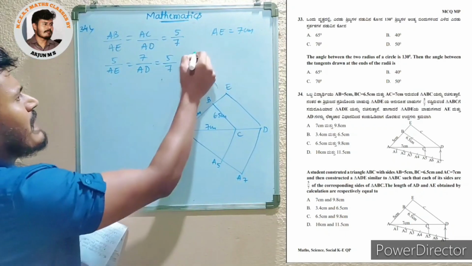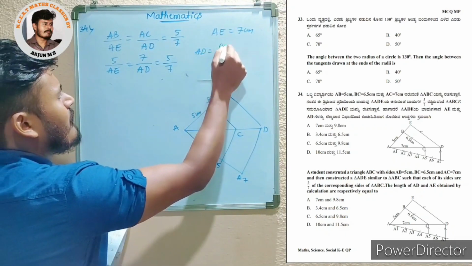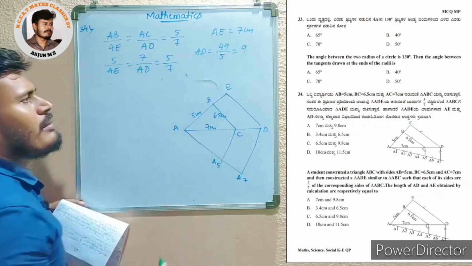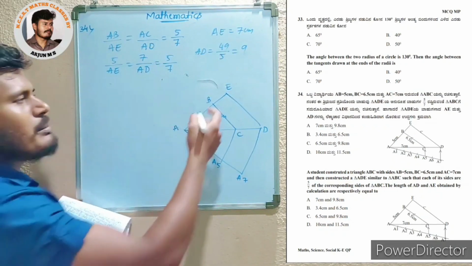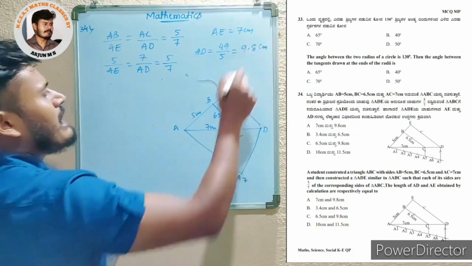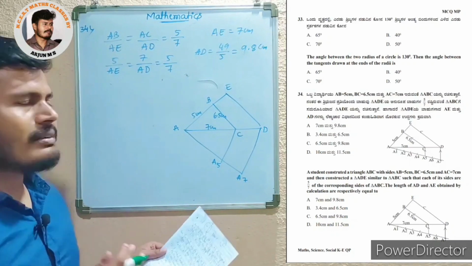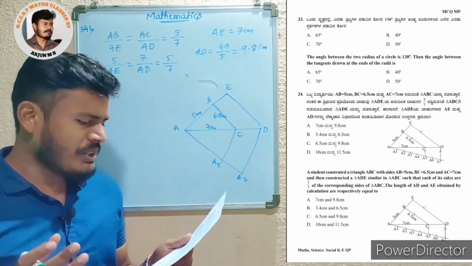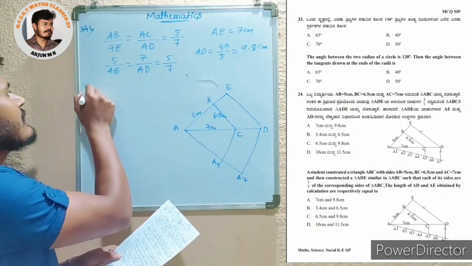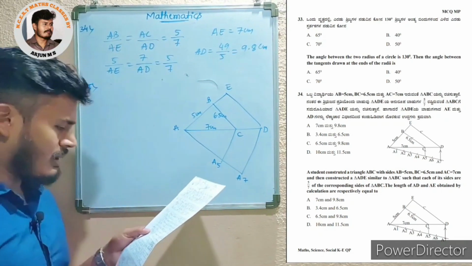Then compare these two, we get AD is equal to 49 divided by 5, because 7 sevens are 49. 5 nines are 45, then 40 is remaining. 5 eights are 40. So 9.8 centimeter is the length of AD. So here option A, 7 centimeter and 9.8 centimeter, is the correct answer. Then we move on to the 35th question.